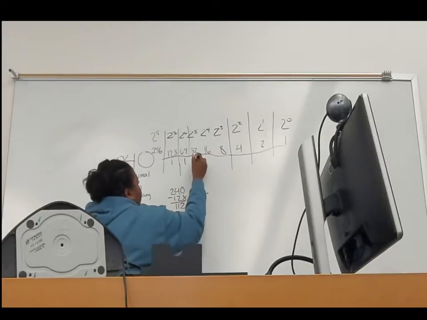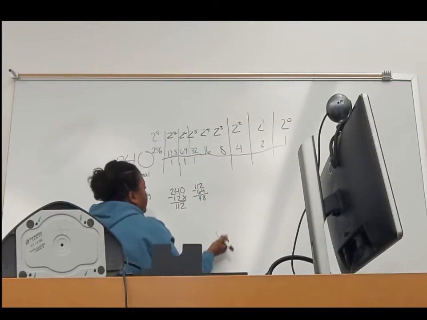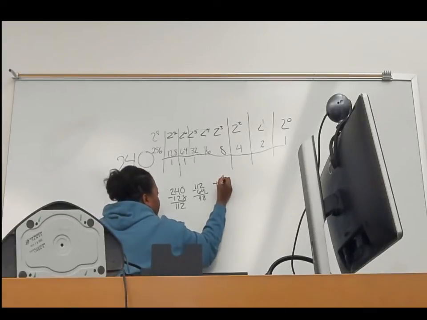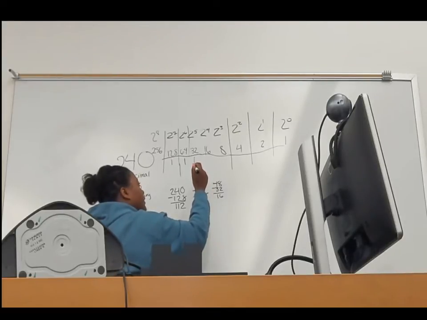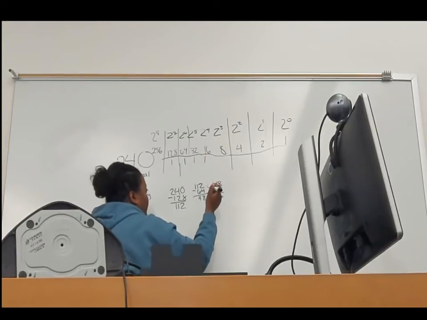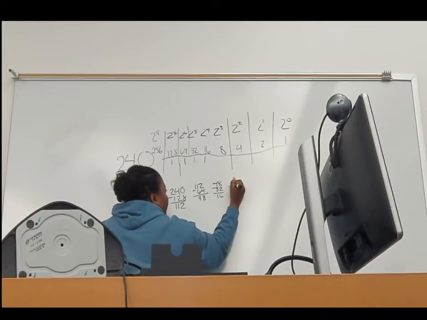Find the highest value, 1, and then what? Subtract 32 from 48. And we get what? 16. Okay. Find the highest value that's less than or equal to 16. So you put a 1, and then what? 16 minus 16, okay, and 0.